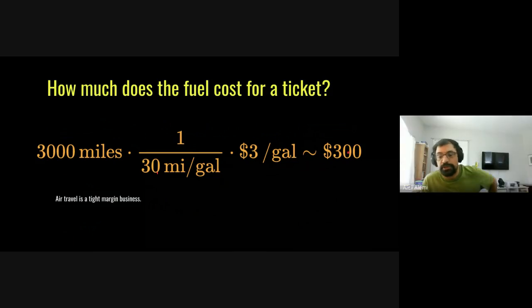But the cost of the fuel to fly each person across the country on a plane is about $300. So for the 300 people, it would be something like 10 to the 4, 10 to the 5, $100,000 in terms of fuel, which is a lot, but I think that's accurate.